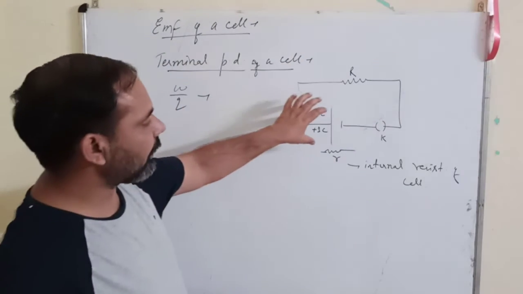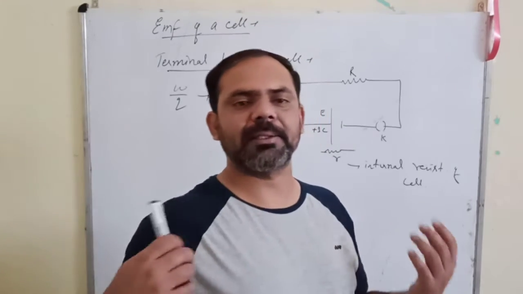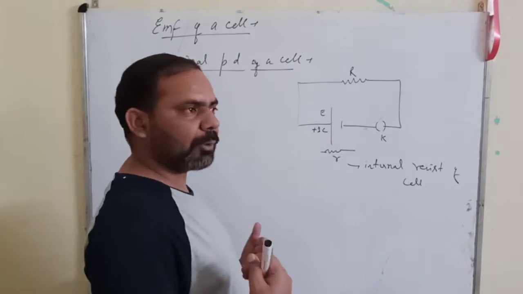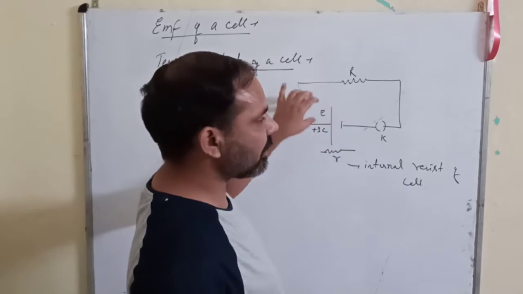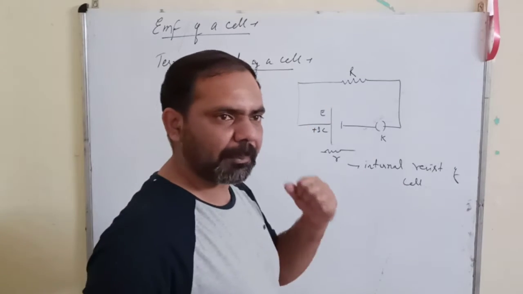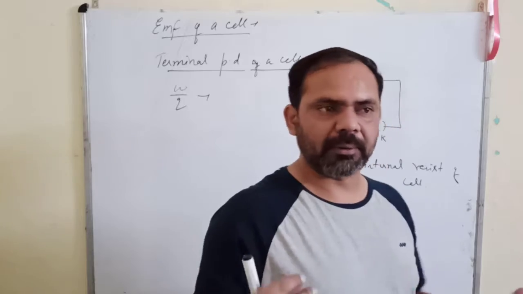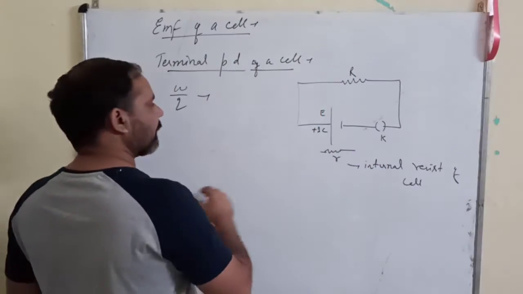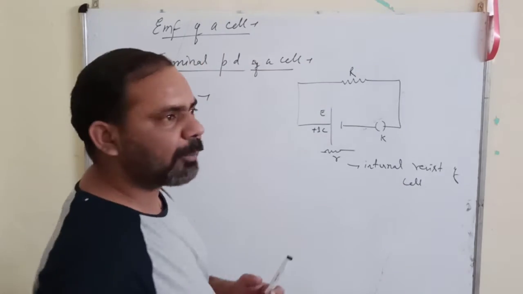So this is the total amount of energy. EMF actually refers to the total amount of energy that a cell has, with which it can flow the charge from the positive terminal towards the negative terminal. That is EMF, the total energy capacity of the cell, the total amount of work it can do. Now, the other term is terminal potential difference.